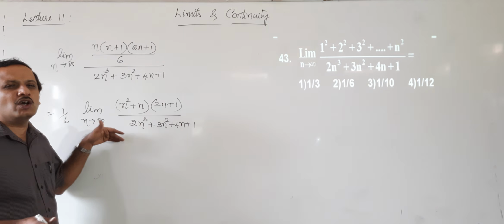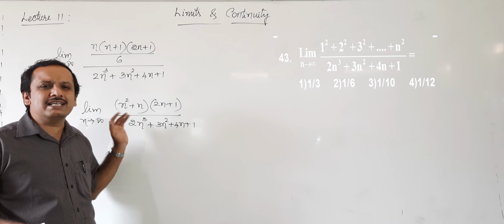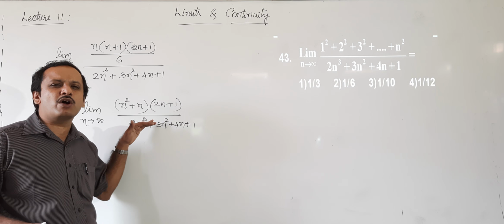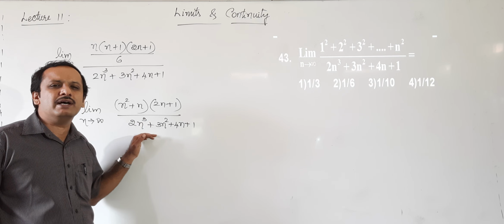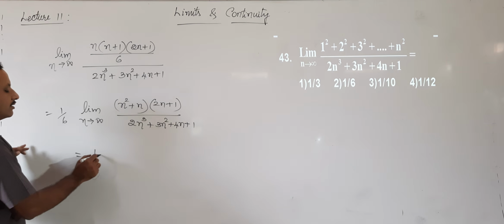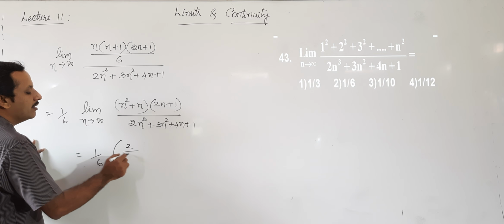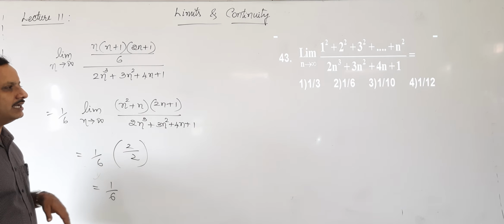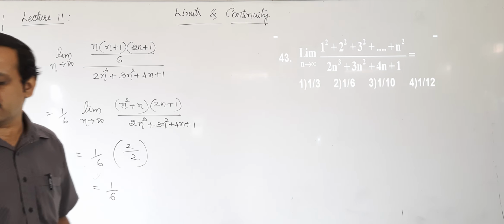So, when both are polynomials of the same degree, then as n tends to infinity, the value of this limit is equal to the coefficient of highest power of n in the numerator divided by the coefficient of highest power of n in the denominator. So, here it is 2, denominator also 2 gets cancelled. Hence, the answer is 1 by 6. 1 by 6, second option.